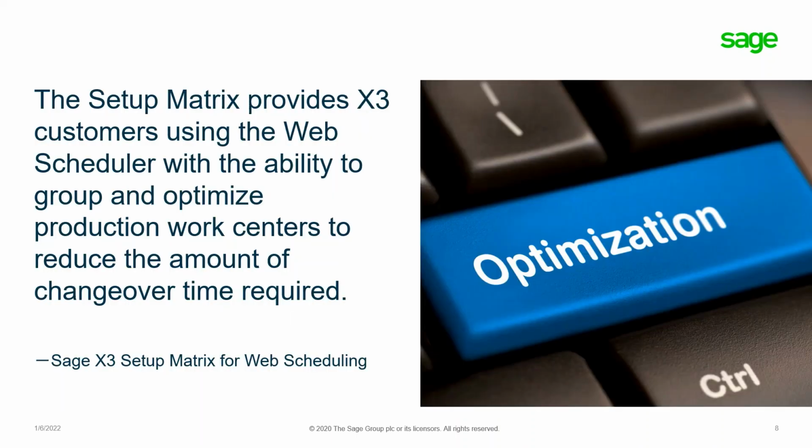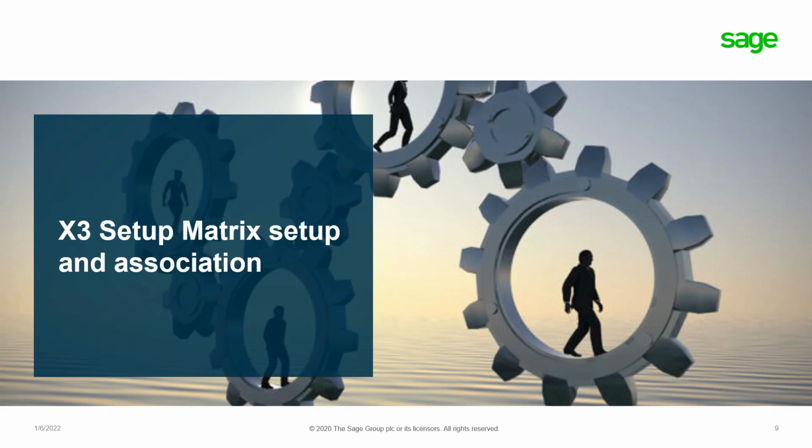Sage X3's planning tools can determine the critical attributes and characteristics of work orders so that web scheduling can dynamically optimize the chosen work centers with the intent of reducing changeover time. Before we head over to X3 and web scheduling, let's review the key elements necessary in configuring the setup matrix. Setting up attributes, time matrices, and optimization matrices, as well as associating attributes and the optimization matrices to the product and product site, as well as the work centers.